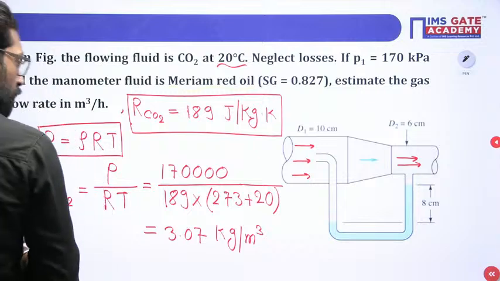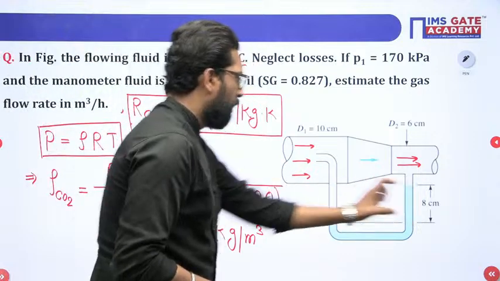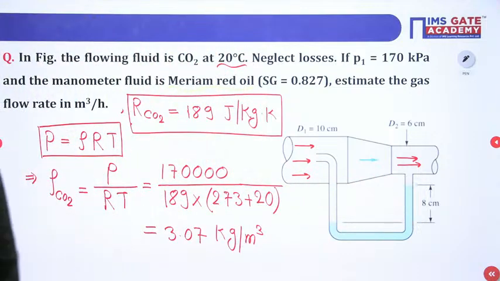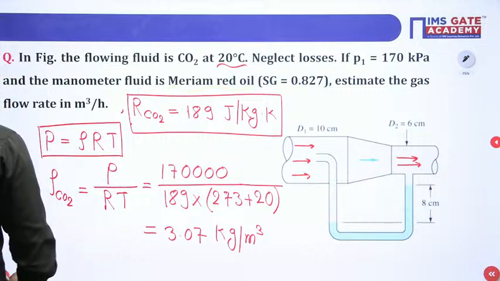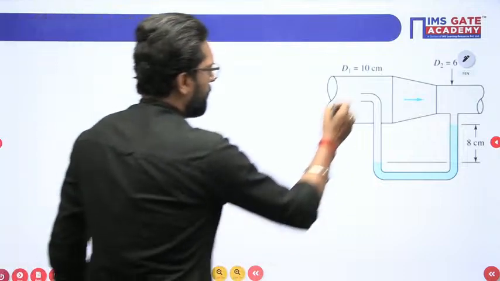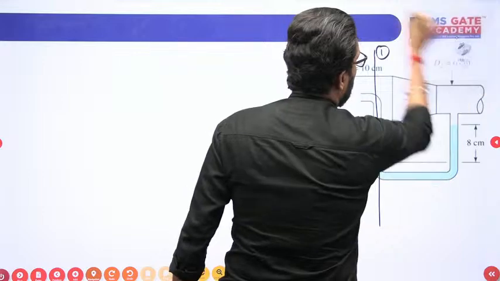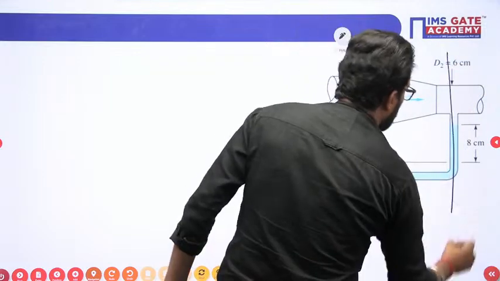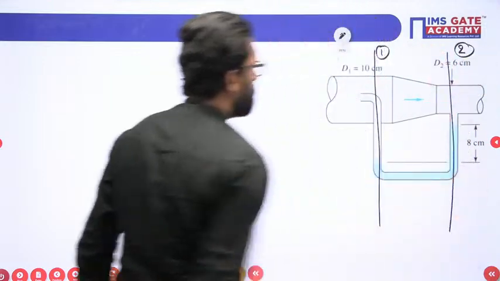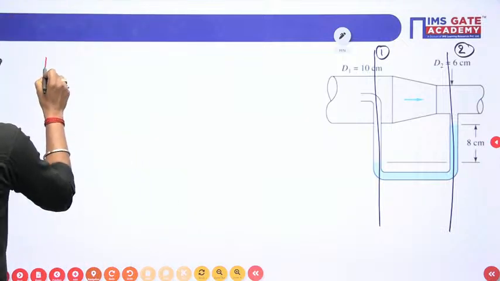Now, you know this thing. Now apply the manometric equation. Let's suppose this is section 1 and this is section 2. Clear? So what is that? H is equal to what?